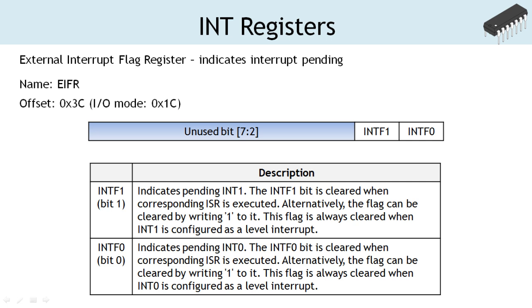The offset of the register is 3C in hex in memory map mode and 1C in hex in IO map mode. The load store instructions must be used to read and write when the offset 3C in hex is used, and the instructions in, out must be used if offset 1C in hex is used.